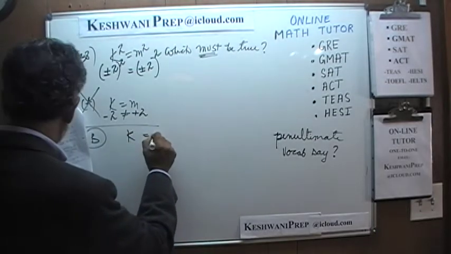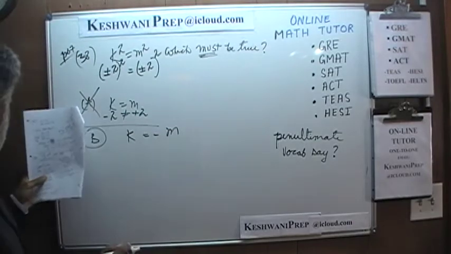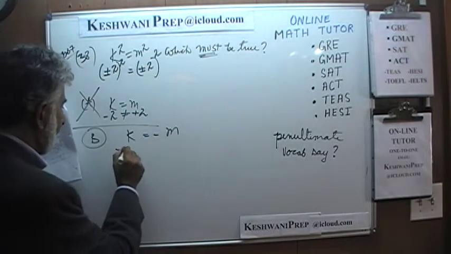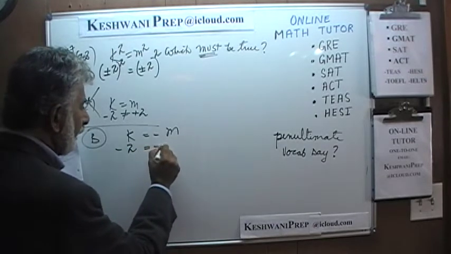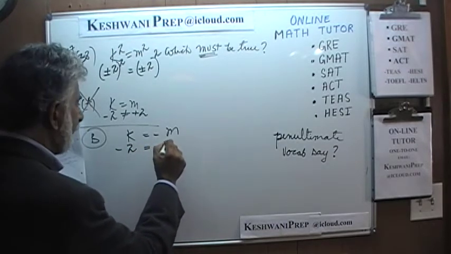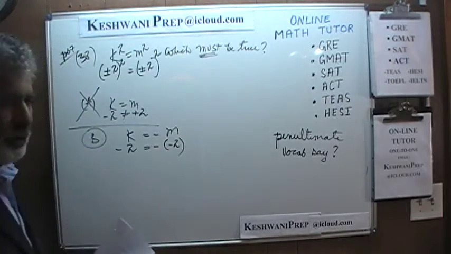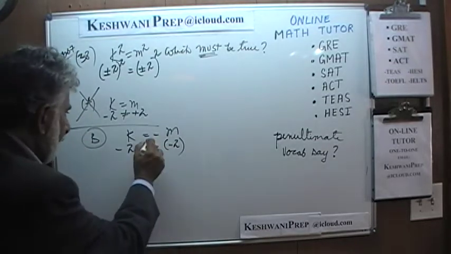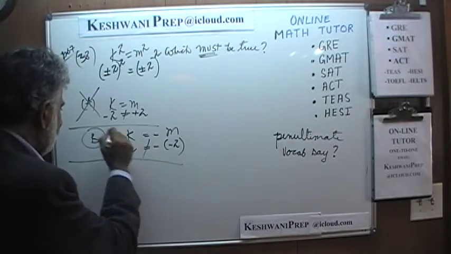The next one says K is equal to negative M. If K happens to be negative 2, and M happens to be also negative 2, then it's not going to equal. Negative 2 does not equal positive 2. B is not the answer.